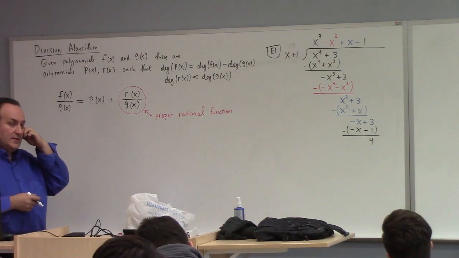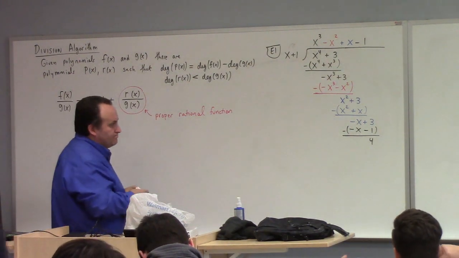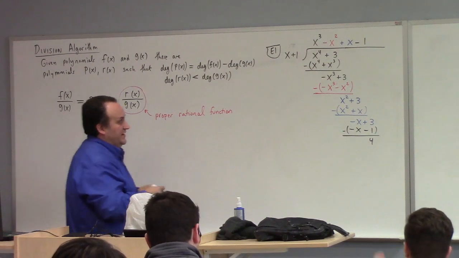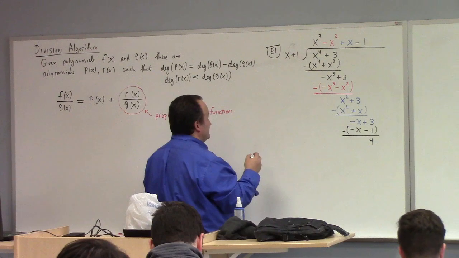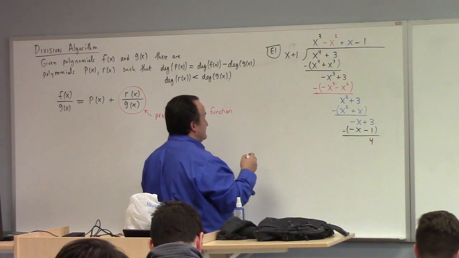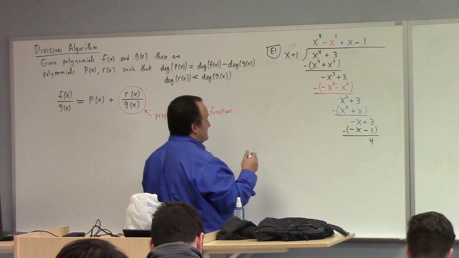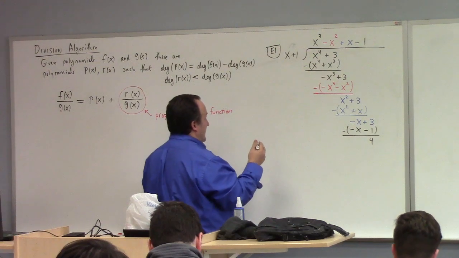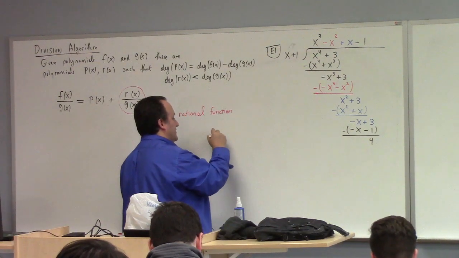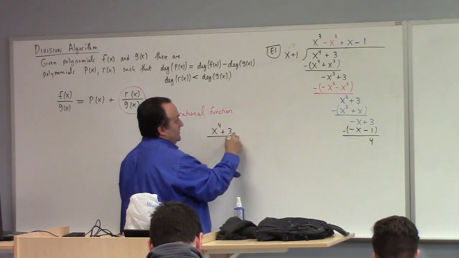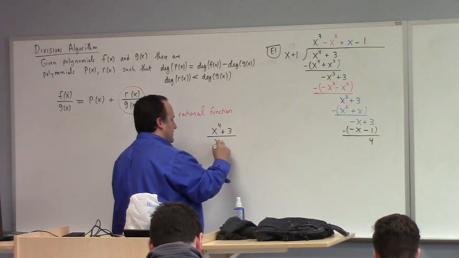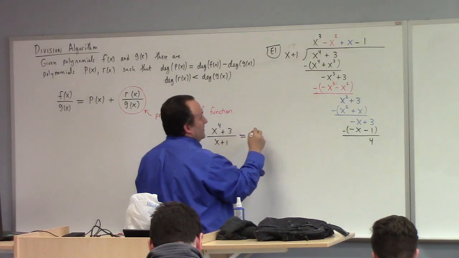All right? So what does this calculation mean? This calculation is x cubed minus x squared plus x minus 1 times x plus 1 plus a remainder of plus 4. Yes. All right. So what this means is x to the 4 plus 3 divided by x plus 1.